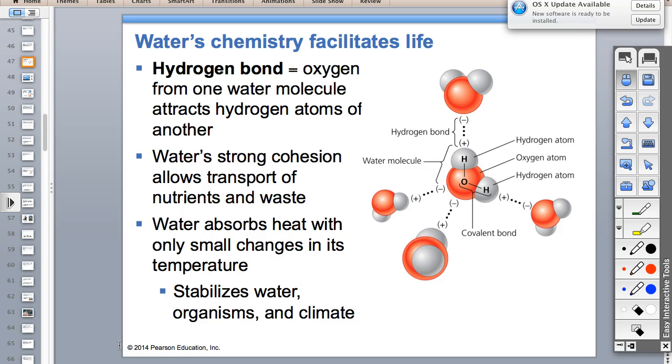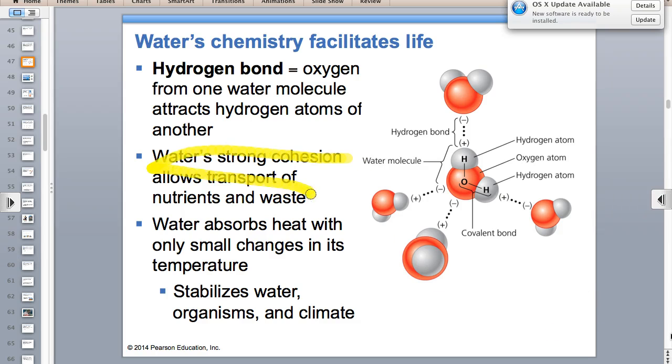And so cohesion is water sticking to itself. Water also sticks to other things. That's called adhesion. Not as important. And so water absorbs heat and only has a small temperature change. That's going to stabilize climate. It's the reason that you're not on fire right now.